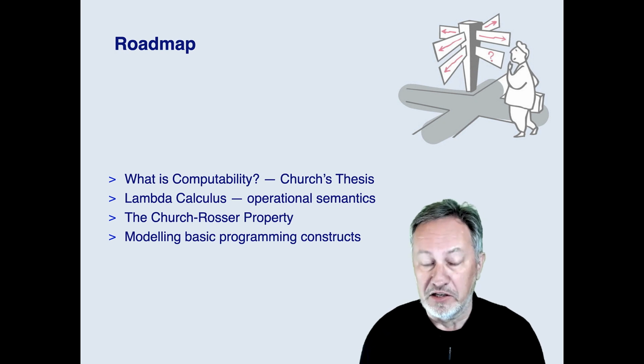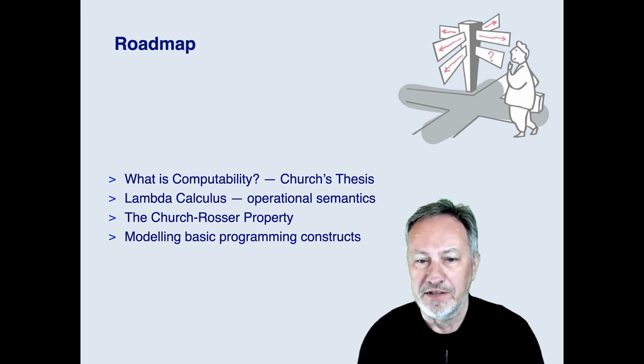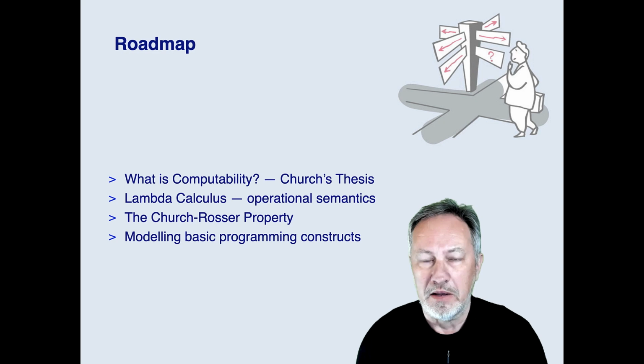Then we'll have a look at the Church-Rosser property, which actually tells us about this whole story of strict versus lazy evaluation, and we'll see how it applies in the Lambda Calculus and what this actually means for how we're able to evaluate programs. Finally, we'll go into a little exercise and see how with the Lambda Calculus we can actually model a lot of features that we know from programming languages.